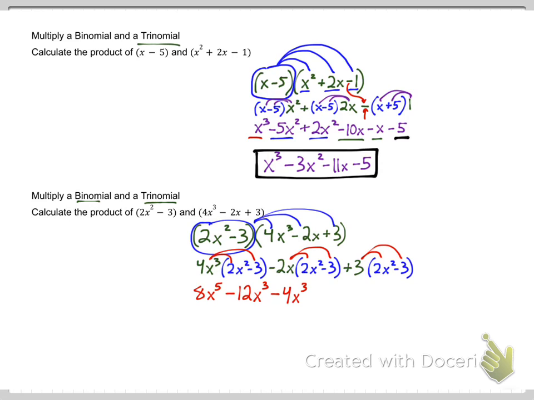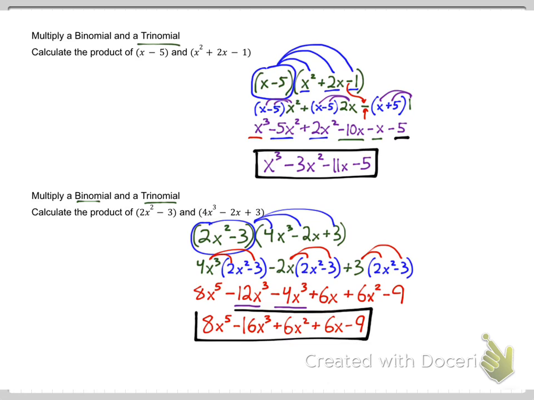Here, don't forget, we have to multiply negative 2x and negative 3. That's going to make positive 6x. And 3 times 2x squared will give us 6x squared, and 3 times negative 3 is negative 9. So let's combine like terms. Those are the only 2 like terms. So we end up with 8x to the 5th minus 16x cubed plus 6x squared plus 6x minus 9. And I wrote it in standard form. That way our powers, our exponents go from the largest down to the smallest.